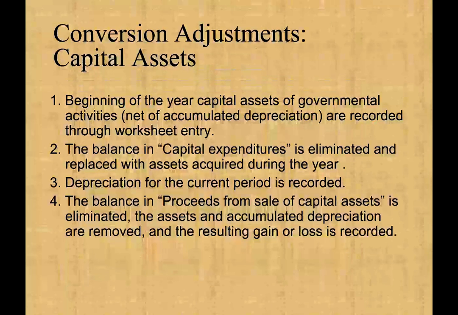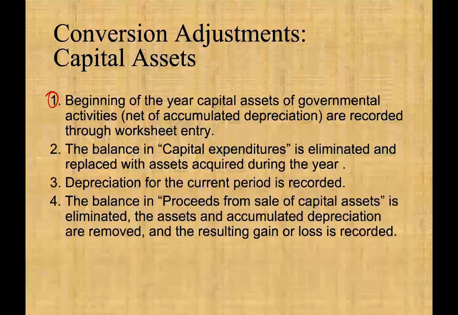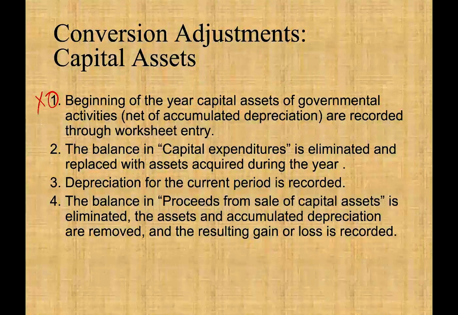Okay. So back again to the capital asset. So the first step is to put the asset back on the books. And for now, ignore this first step. I will do it later. So let's start with the second step. Second step, the balance in capital expenditure is eliminated and replaced with the asset acquired. So let's see how we do this.